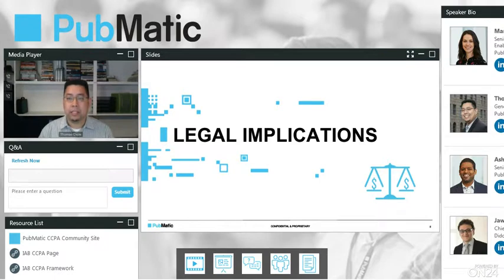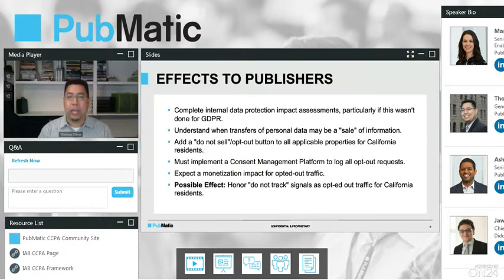So starting off with publishers, as I know most folks on this call are, here are some of the highlights for you. First, I think it's important to understand what transfers of personal data may constitute a sale of personal information. While I certainly advise everyone to work with their own privacy counsel or law firm on these issues, this is really the crux of the data provisions within the CCPA. Everything that you do with data, when you transfer it to a third party, will either be classified as a sale or not. And you need to have a really strong understanding of this, which also comes from doing a data protection impact assessment in the first place.